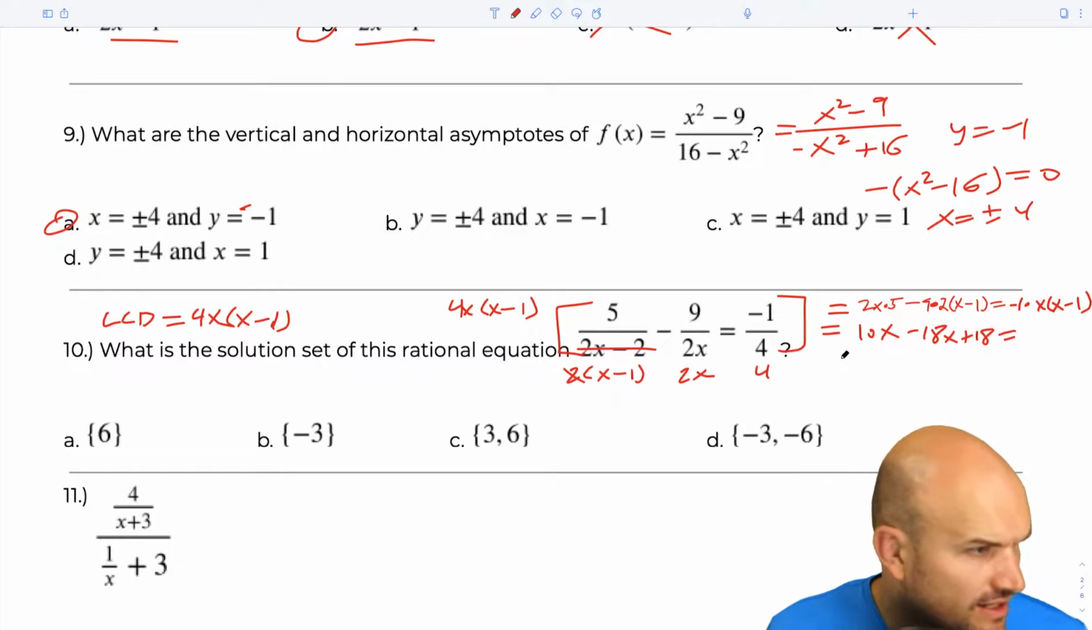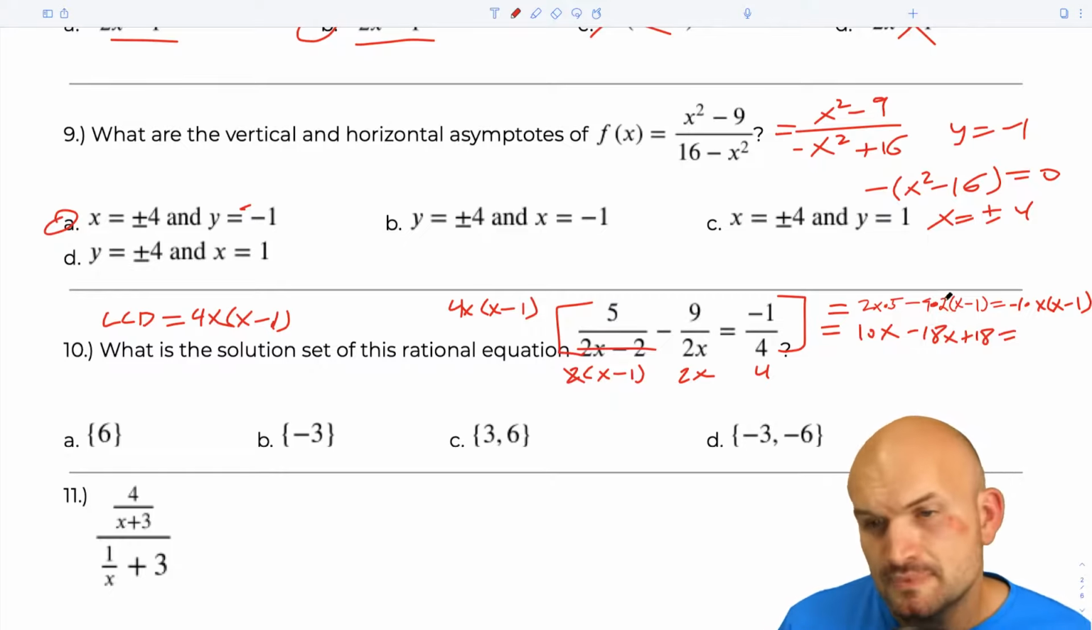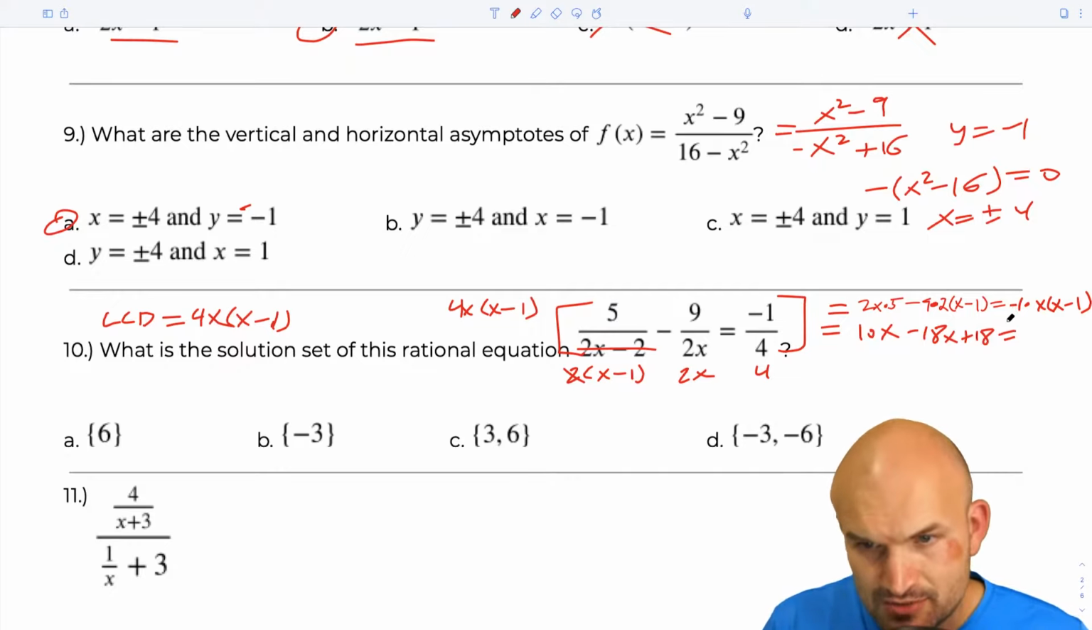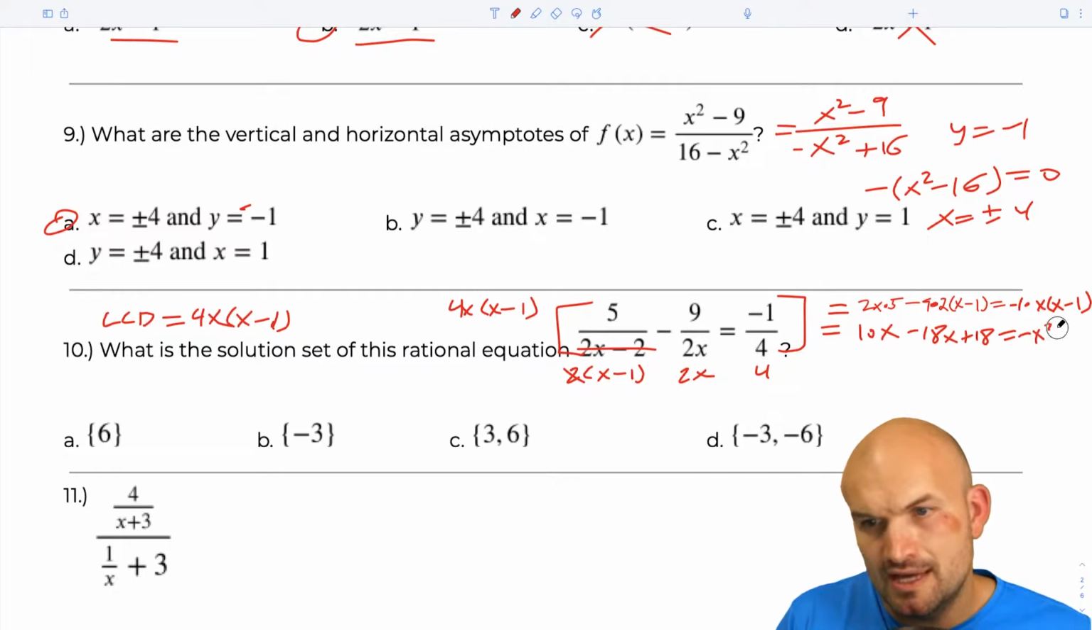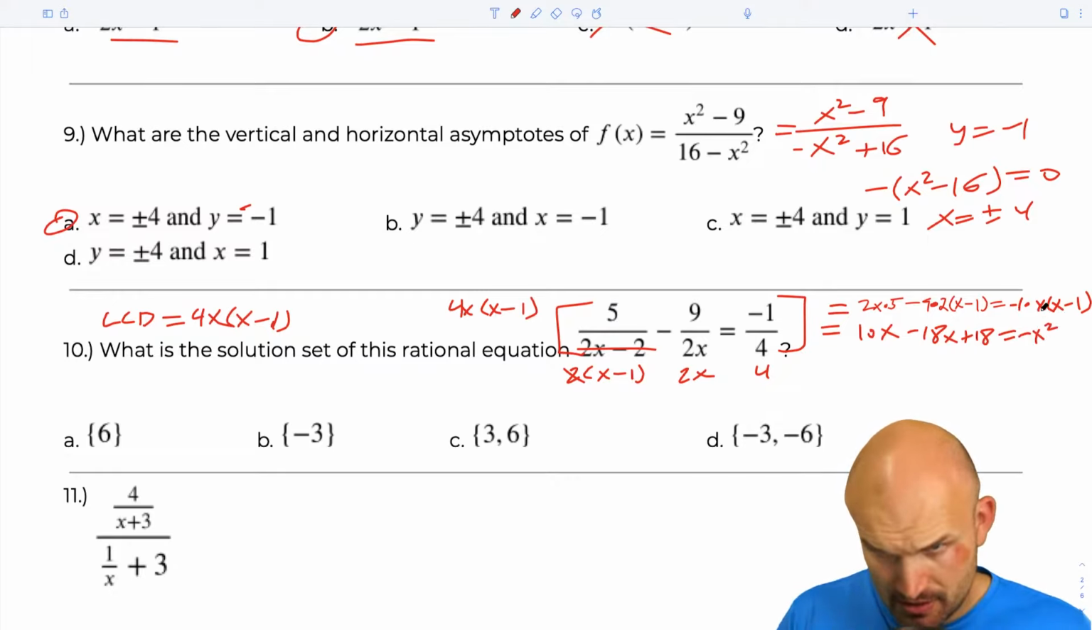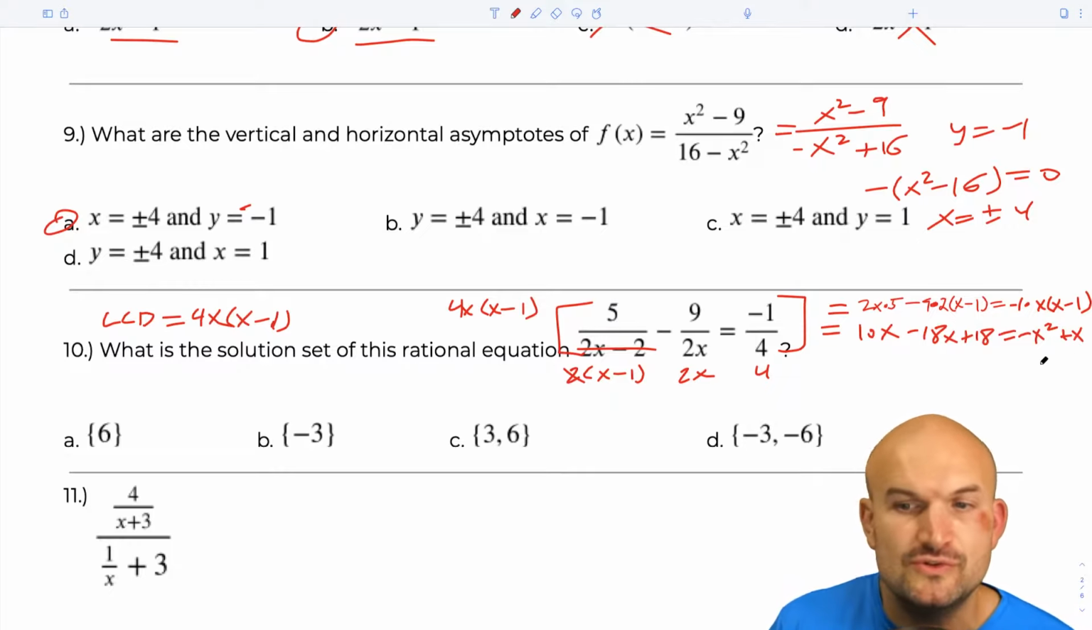Where's my x? Why did it... No, that must have been my mistake. I redid that. Okay. And therefore, in this one that becomes a negative x squared, and therefore this becomes a positive x. All right, so let's get everything to this side.